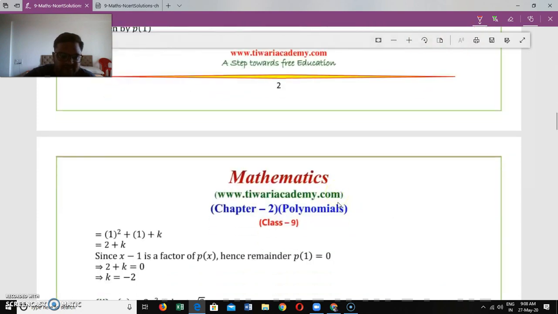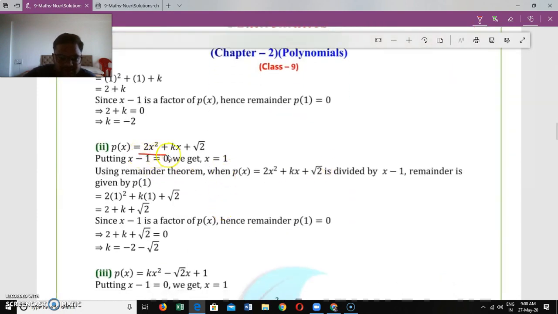So I'll go with the second one. Here is the given polynomial. x minus 1 equals to 0, therefore x equals to 1. We will keep the value of x equals to 1 in the given polynomial here. So 2 into 1 square plus k into 1 plus 2. So 1 square will be 1, 1 into 2 is 2, plus k plus root 2.